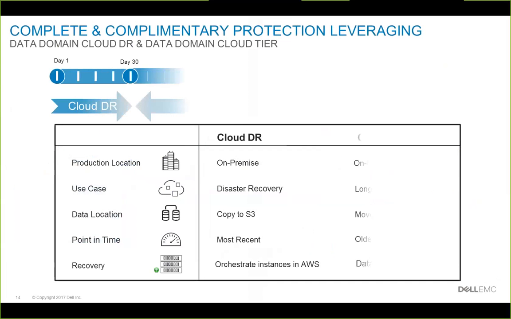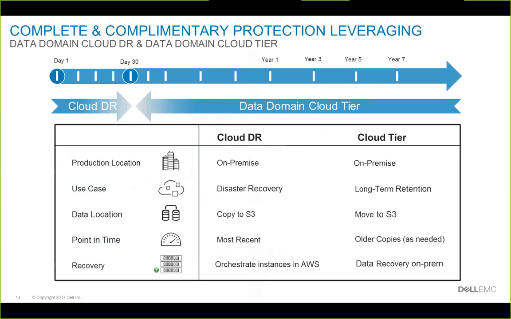So we spoke about CloudDR and CloudTier, and I just want to make sure that everyone understands the differences. CloudTier is on-premises, CloudDR is also on-premises, but the use cases are a little bit different. CloudDR is meant for disaster recovery. CloudTier is meant more for long-term retention. With CloudDR, your data is pretty much copied to S3. With CloudTier, your backup data from Data Domain is moved to S3.